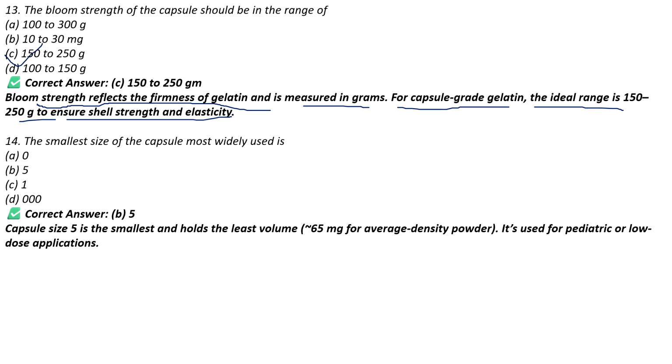So moving on to the next question, the smallest size of the capsules most widely used is, options are 0, 5, 1, 000. So capsule size 5 is considered to be the smallest and holds the least volume, that is around 65 mg for average density powder, and it is used for pediatric or low dose applications. So we can say option B, that is 5, is the correct answer for this question.